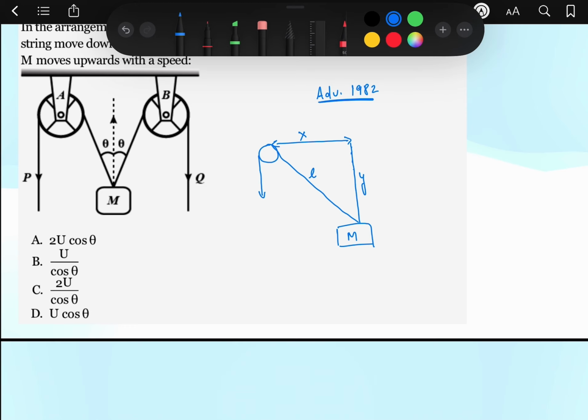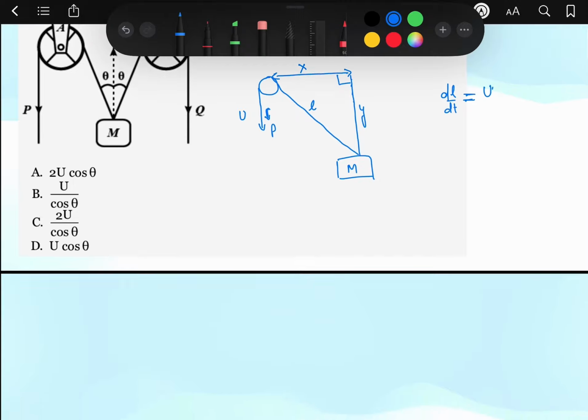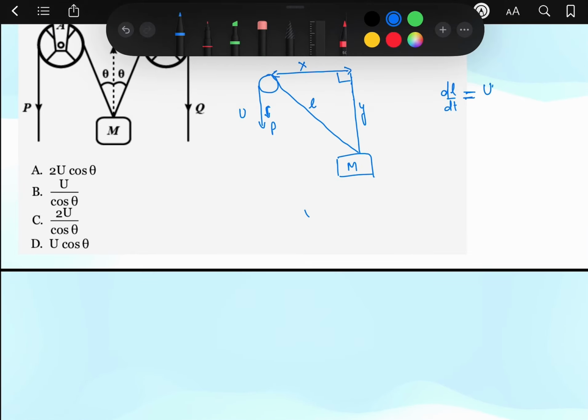Since this end, let us suppose this is the point P, is moving downward with a speed u, and this is the string attached to it, the length of the string is L, then dL by dt will be equal to u, because the same length of the string is going downward at the same rate of time. So dL by dt will be equal to u. Now in this right angle triangle, the constraint equation is x square plus y square is equal to L square.